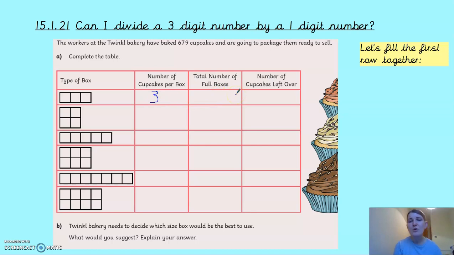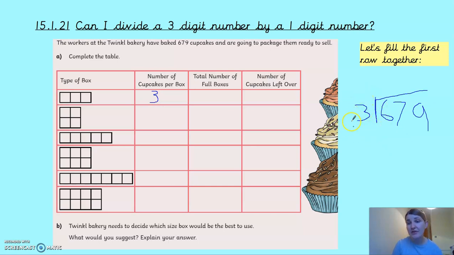What it's asking us is, what would our total number of full boxes be? Well, to work that out, I'm going to need to divide that 679 by 3 to work out how many could go in each. So 679, if I divide it, I'm so sorry about my handwriting today, guys. It is appalling. Must try harder. If I divided that by 3, let's have a look.